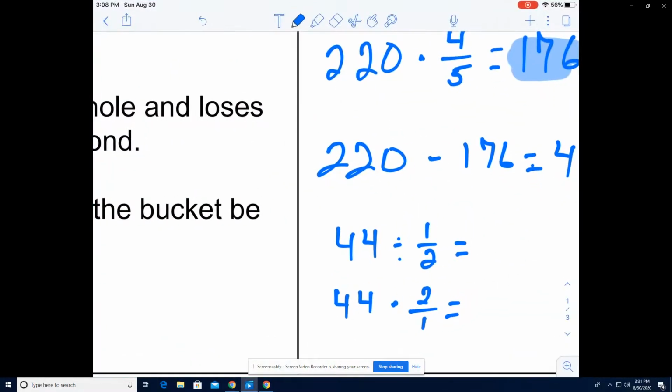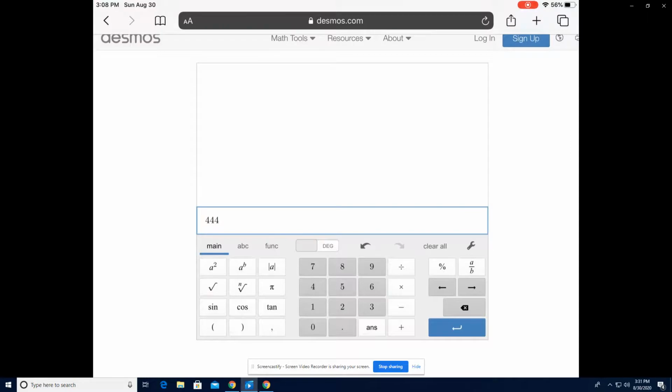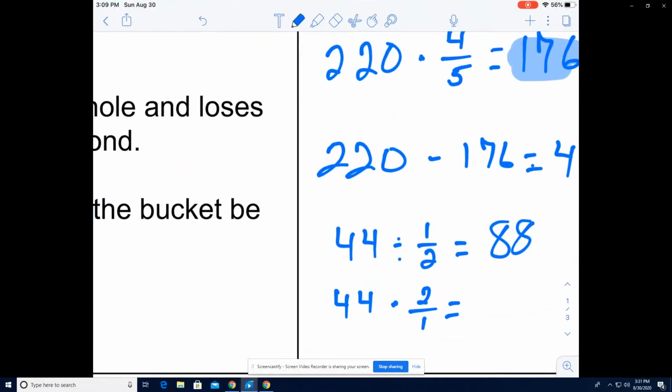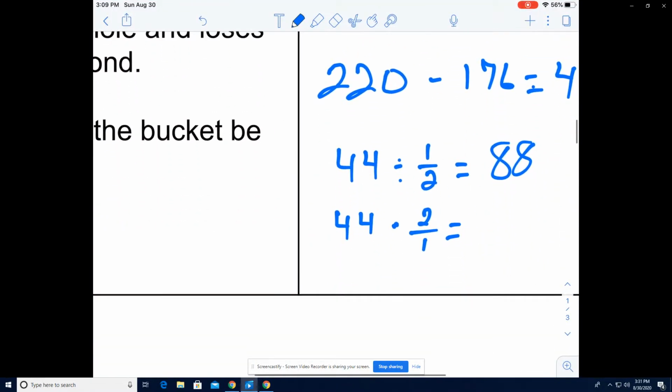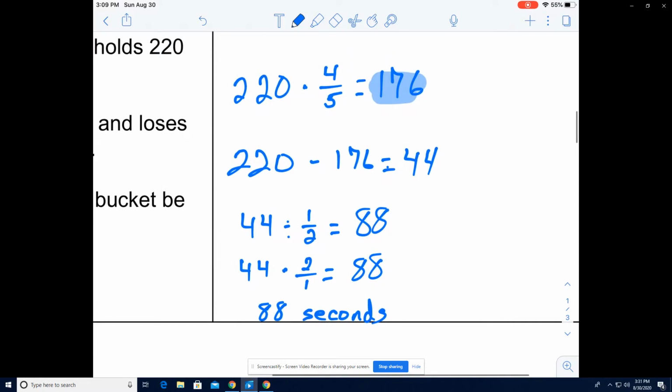And so 88. If you did keep, change, flip, you should still do 44 times 2, which still gives me 88. So my answer for this problem is 88 seconds. Most of math, whether it's story problems or equations, is just taking your time and doing them step by step.